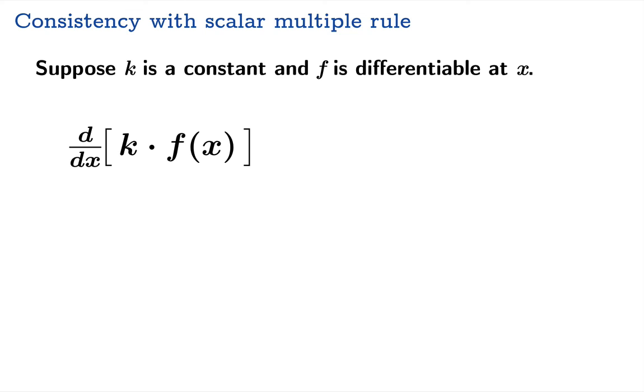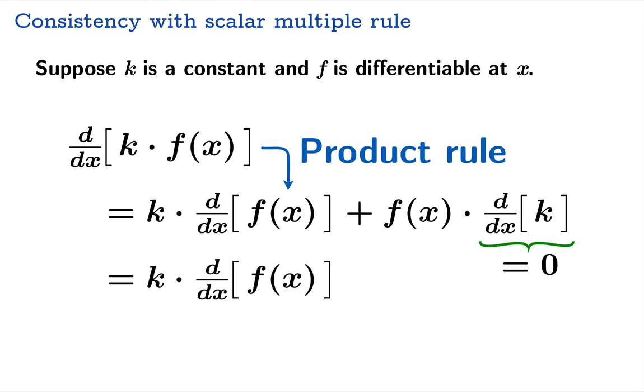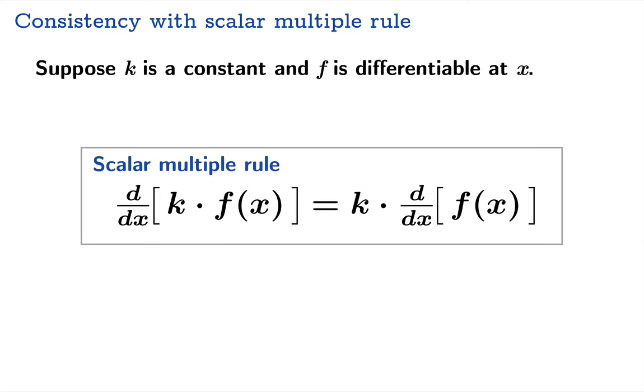Now, a lot of students, when they need to take the derivative of this expression, see a product and think, well, let's use the product rule. Well, yes, you can obviously do that. k times the derivative of f plus f times the derivative of k. But the thing to notice is the derivative of a constant function with respect to the variable x is 0. So this whole term on the right vanishes and all you're left with is k times the derivative of f of x. What do we recover? We recover the scalar multiple rule. This is something we already knew before we learned the product rule.